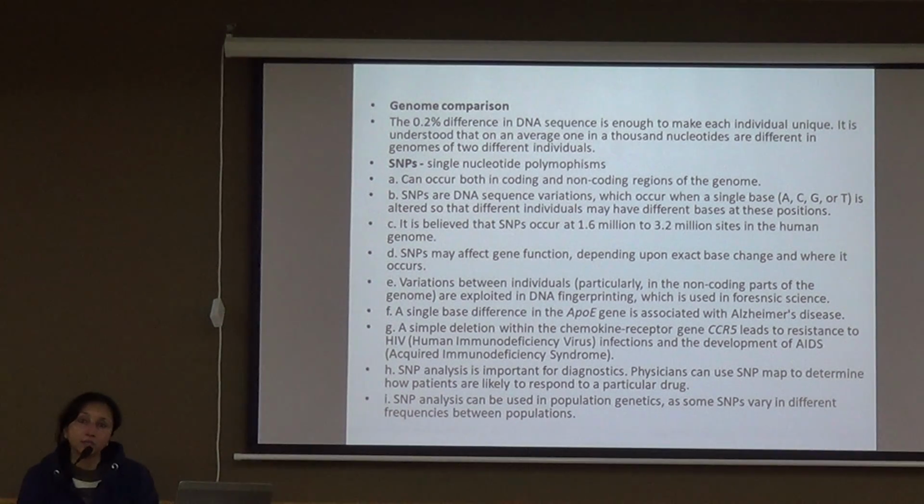What do you mean by diagnostics? Diagnosing a disease. So physicians can use SNP map to determine how the patients are likely to respond to a particular drug. So it has a dual purpose here. It can be used for diagnosis of a disease. Also, it can be used to find out which particular medicine the diseased person, that is the patient, is going to respond to. Since the reasons behind a particular disease will be known by sequencing, when we know the reason behind the disease, it would be very easy to cure or treat that disease.